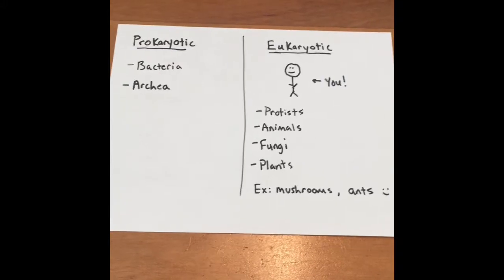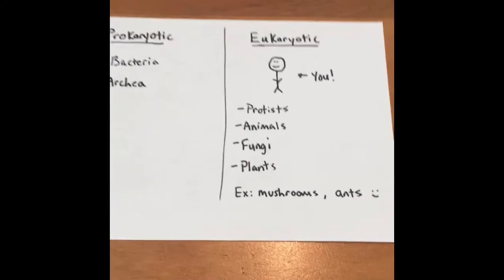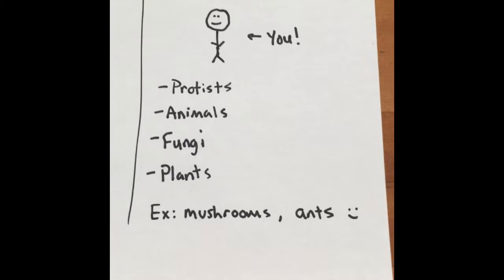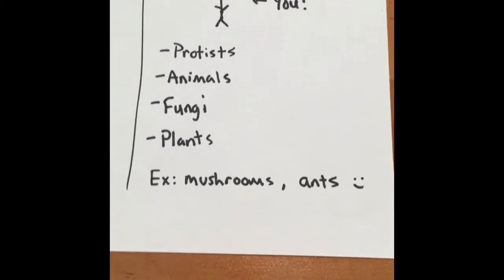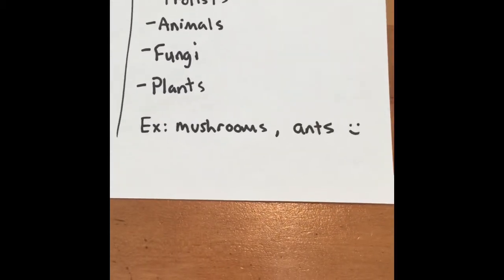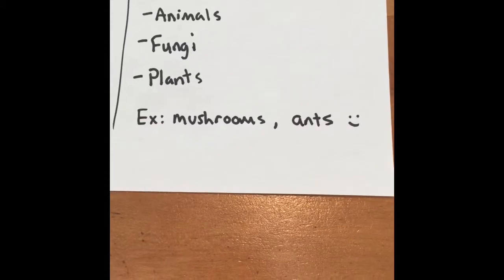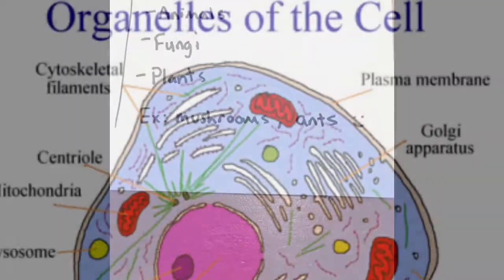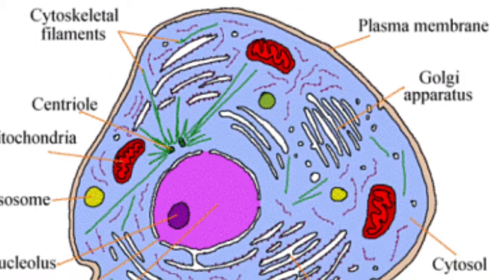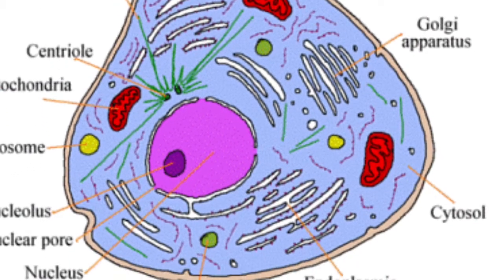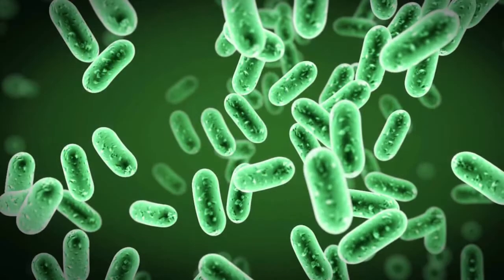The different types of cells are split into two, prokaryotic and eukaryotic, the latter relating to you. Eukaryotic cells are found in protists, animals, and plants. They compose the life of mushrooms as well as ants. They have a plethora of organelles and a nucleus. They are multicellular and are vital to the survival of us.